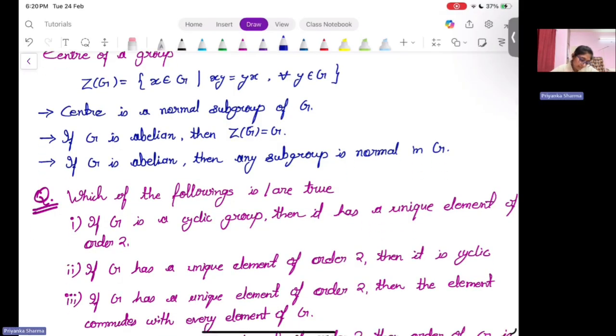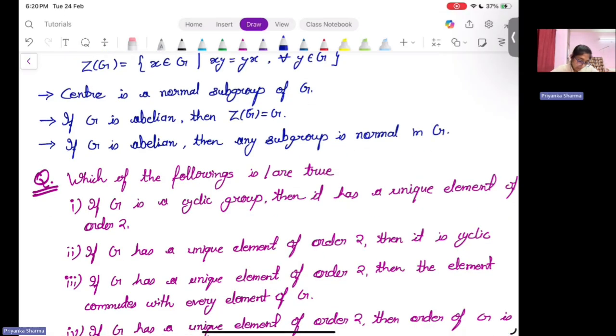We can prove that center is a normal subgroup of G. That is, it is a subgroup of G and it will be normal for any given group. And if G is abelian, then Z(G) is G.